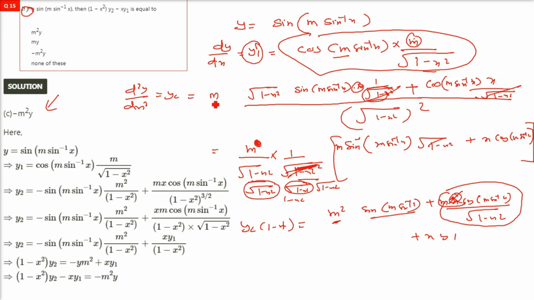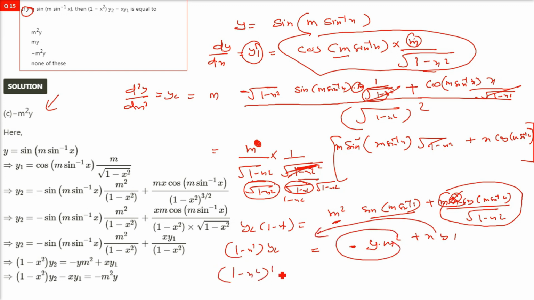You have an m square y, but I told you that I missed the negative. The first thing was the differentiation of cos m sine inverse x, which was negative sine m sine inverse x, remember? So the negative I missed, I'm going to put it here, because the differentiation of cos theta is minus sine theta. So now we have 1 minus x square into y2 minus m square y plus x y1. According to the question, just change the positions: 1 minus x square into y2 minus x y1 is equal to negative m square y. This question is asking what is on the right, so it's going to be minus m square y. Your answer is this one, minus m square y.